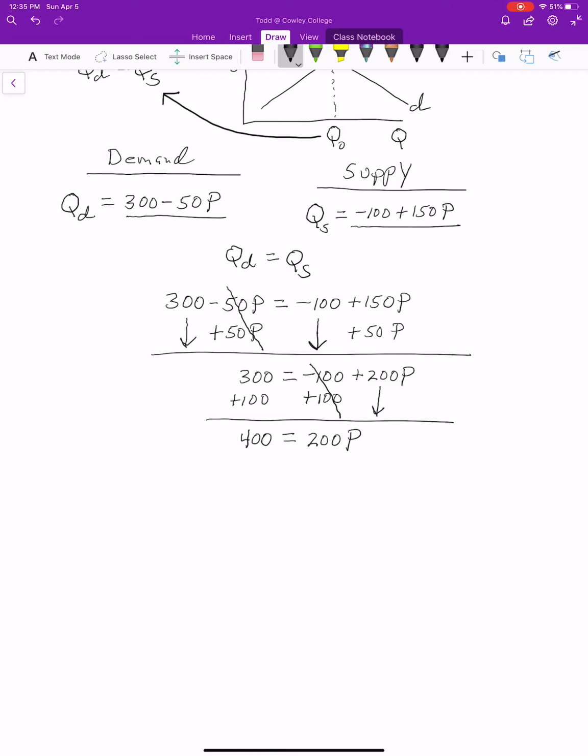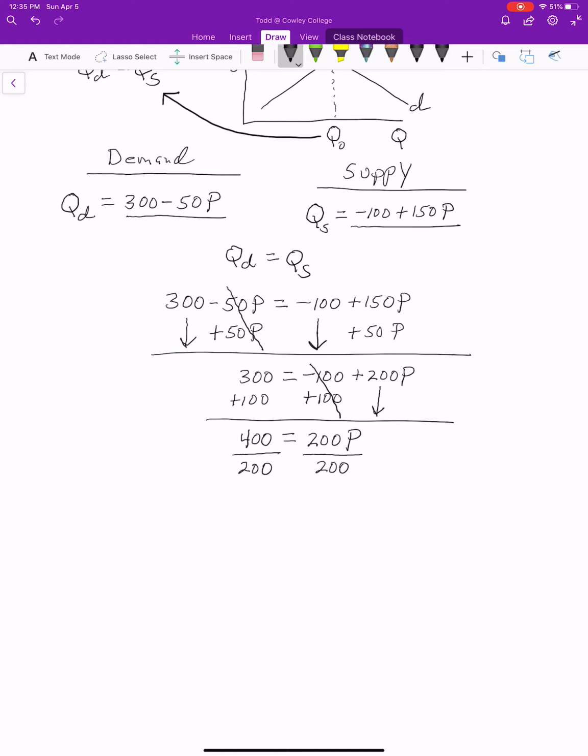All right. Now we want to get the p by itself. You always go in and divide both sides by the number that is in front of the p. We call it the coefficient. Whatever number that is, you divide both sides by it.